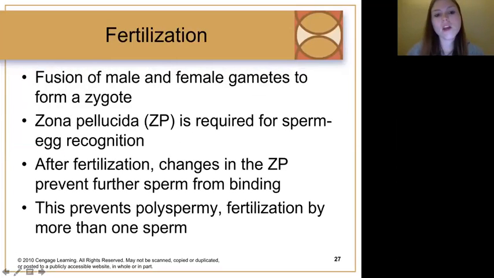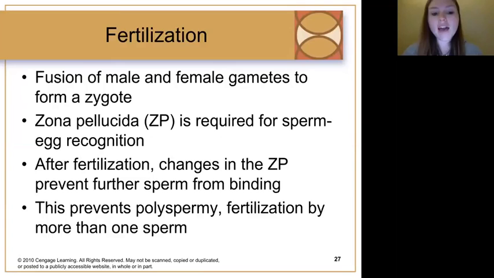So this whole time we've been talking about fertilization, right? Because that's the goal. If you want an animal to produce offspring, fertilization has to happen. So fertilization is just the fusion of male and female gametes, the sperm and the egg, to form what is called a zygote. The zona pellucida, which is the membrane that surrounds the egg, is required for sperm-egg recognition. So in order for fertilization to take place, the sperm have to interact with the zona pellucida.